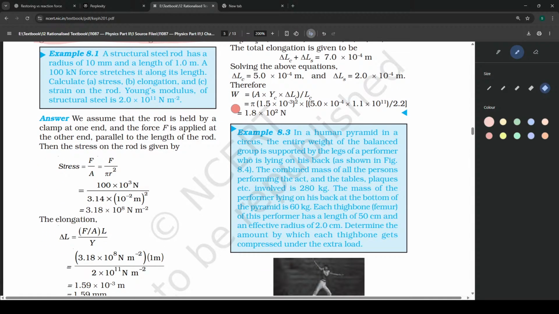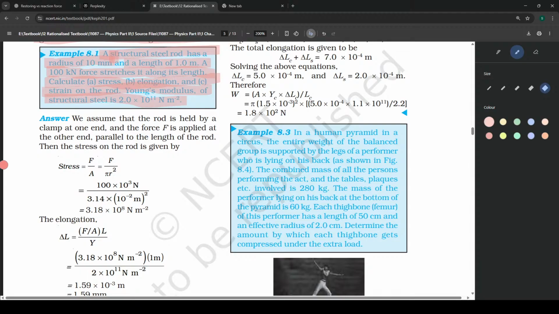Let's see the example here. A structural steel rod has a radius of 10 mm and a length of 1 meter. A 100 kilonewton force stretches it along its length. Calculate the stress, elongation, and strain on the rod. Young's modulus of the structural steel is 2 into 10 power 11 Newton per meter square. They gave the radius of the steel rod, 10 mm, with which we can calculate the area, and the force applied, which is 100 kilonewton.